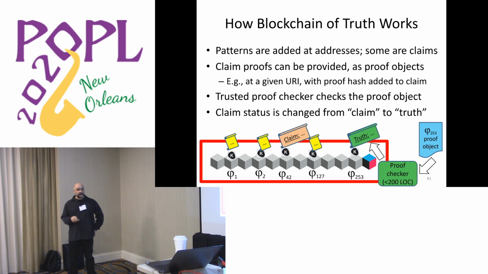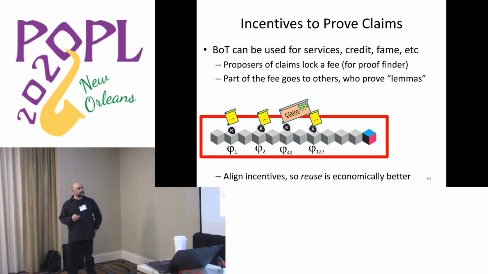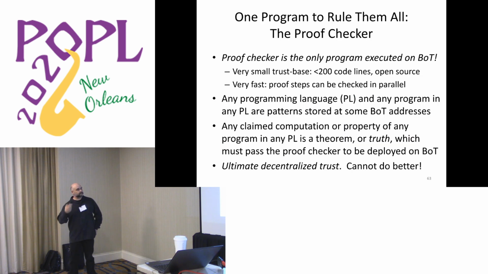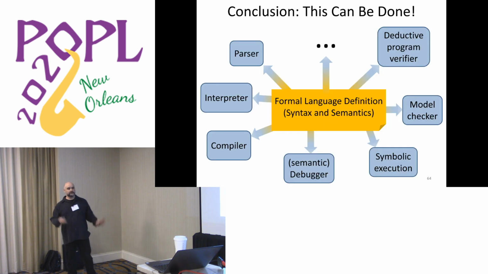And then claims become truths, so you can color them on the blockchain, or you can trust them. They have been checked once and for all. You don't ever need to rerun the proof. Okay? It's been recorded once and for all. And we have to think about how to incentivize people to do proofs, pay them, basically. And with that, I would like to conclude that the proof checker is the only program that needs to be executed on such a blockchain, and that this can be done. Thank you.